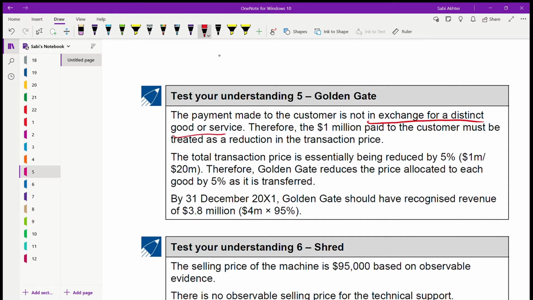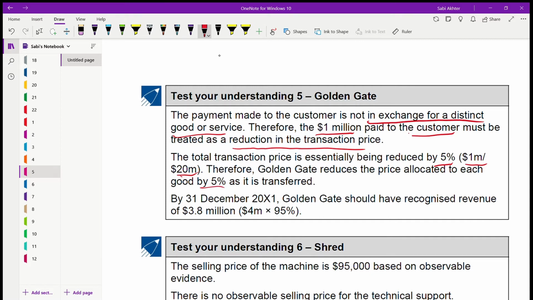So this 1 million paid to the customer should be shown as a reduction in the transaction price. What is the total transaction price? It is essentially being reduced by 5%, 1 over 20. 20 million is the transaction price, 1 million you are paying to the customer, so in terms of percentage, it's 5%. It will reduce. Therefore, Golden Gate reduces the price allocated to each good by 5% as it is transferred.